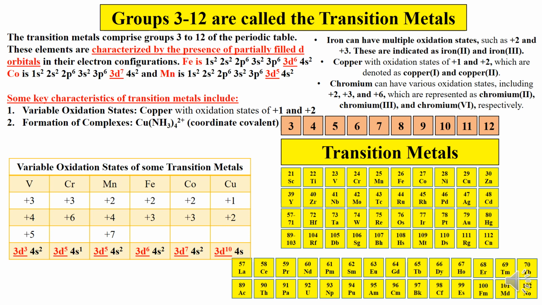Now in a coordinate covalent bond, both the shared pair of electrons come from the same atom or group. Here, in the case of ammonia, there is a lone pair of electrons on the nitrogen atom, making ammonia an electron rich species, making it act as a Lewis base. And that is how a complex is formed between copper and ammonia by means of a coordinate covalent bond.